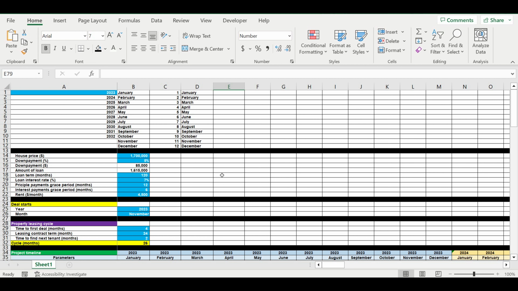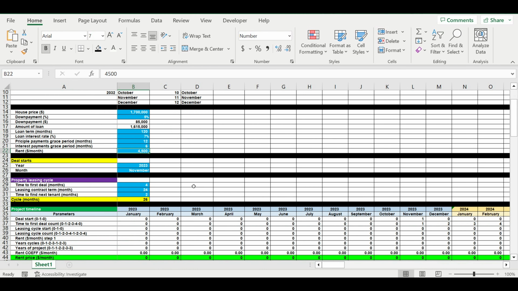Today we'll continue building a real estate acquisition financial model. Today we will be modeling the loan. In previous videos we were working on house price, down payments. We were setting up the parameters for the loan, the rent price, when we start the deal, what is the time to the first deal, what is the term of leasing contract, if the tenant will drop, what will be the time to find the next tenant.